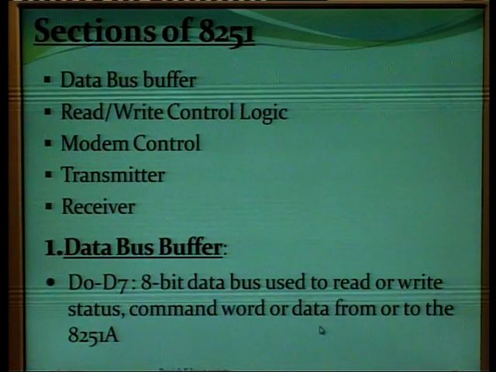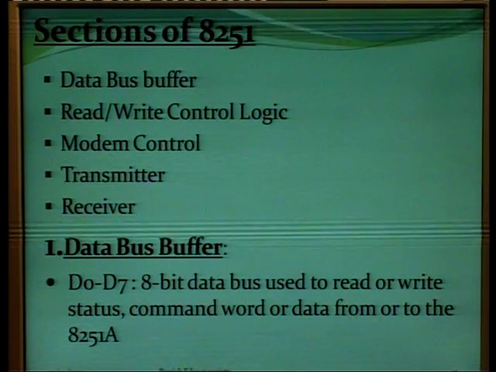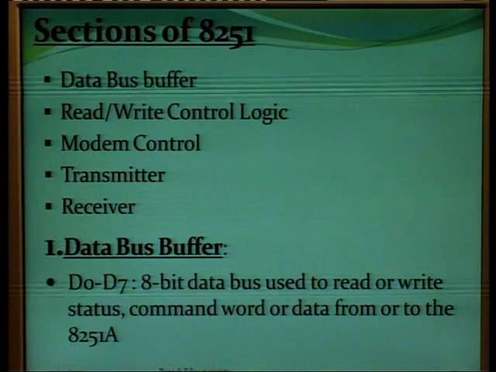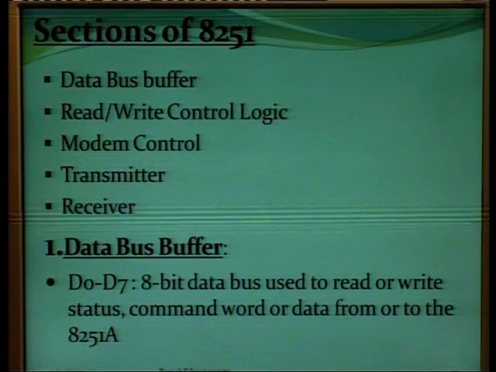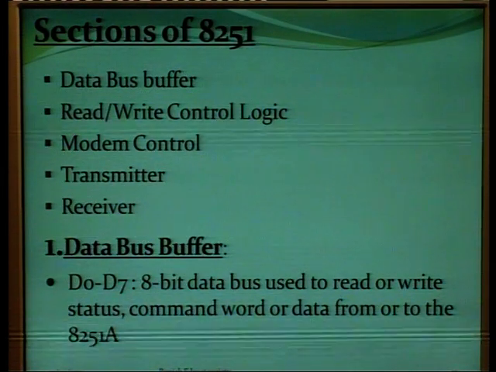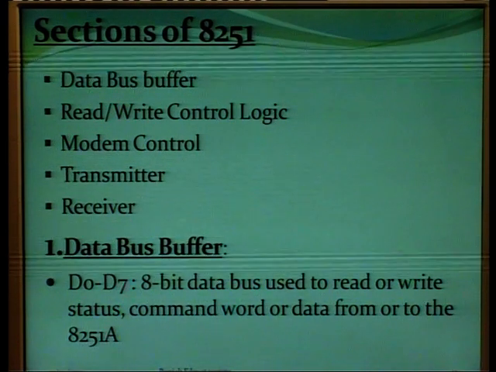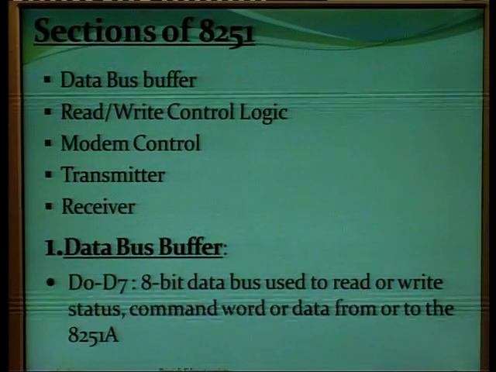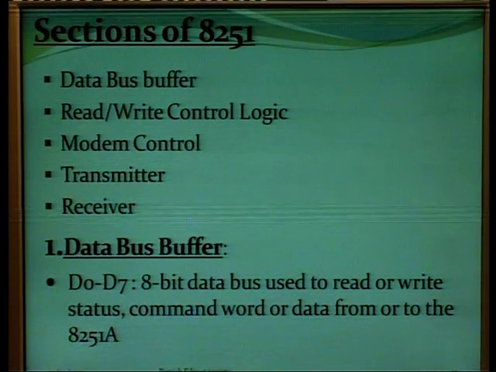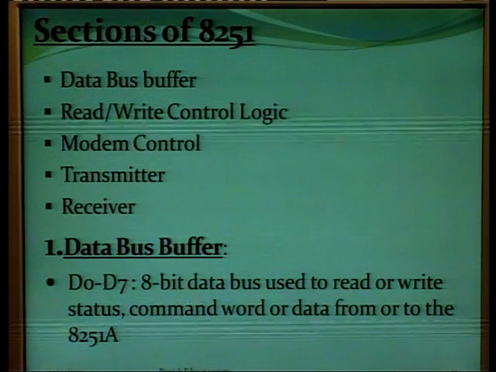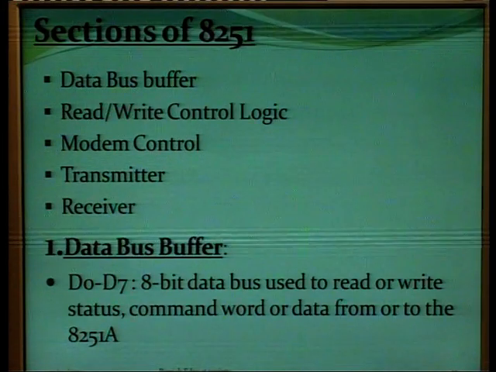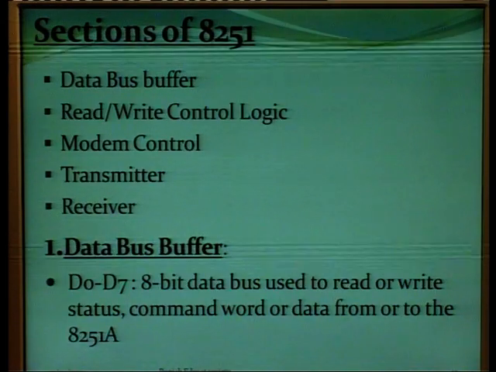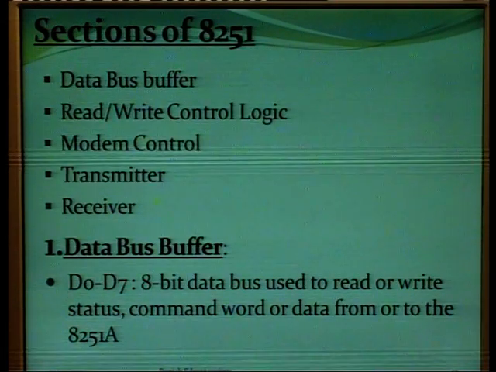This is an 8-bit data bus used to read or write status, command word, or data from or to the 8251. So, we can read the status, we can write the command, or we can read or write the data to or from 8251 by using this 8-bit data bus D0 to D7, and this bus is connected with the data bus of microprocessor 8085.